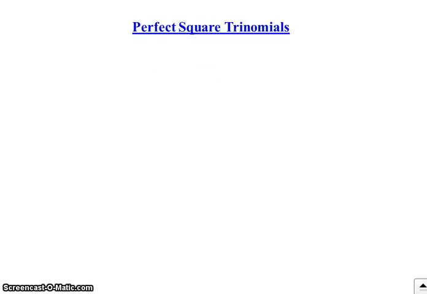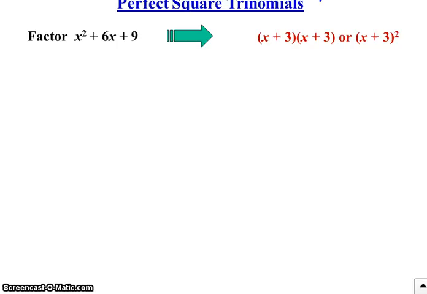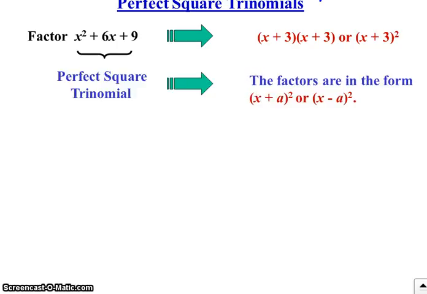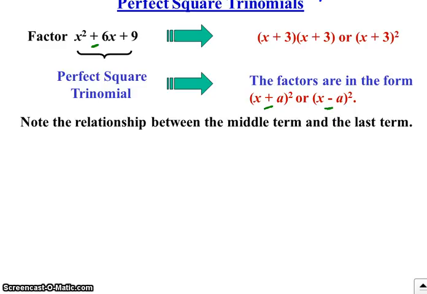That other method would be called completing the square. In order to complete the square, we have to remember what a perfect square trinomial is. So, if you're asked to factor x squared plus 6x plus 9, we know the factors are x plus 3 times x plus 3, or x plus 3 all squared. So x squared plus 6x plus 9 is a perfect square trinomial. It factors as a binomial squared. Depending on whether the middle term is positive or negative, it will be a positive binomial squared or an x minus a number, squared. Note the relationship between the middle term and the last term.